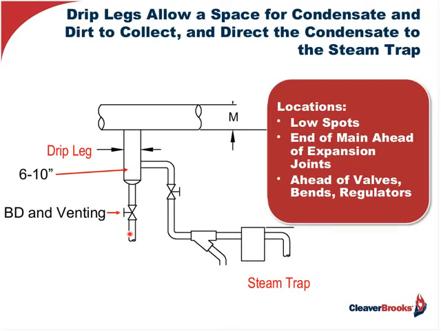You also want to locate these drip pockets properly. Normally, what we're saying is about every 150 to 300 feet they should be placed. And also at any low spots, the end of the main, we should have a drip pocket. The end of main or ahead of expansion joints, ahead of valves, bends, and regulators. So just common sense, really, will tell you that where that velocity begins to slow, I better have a drip pocket.